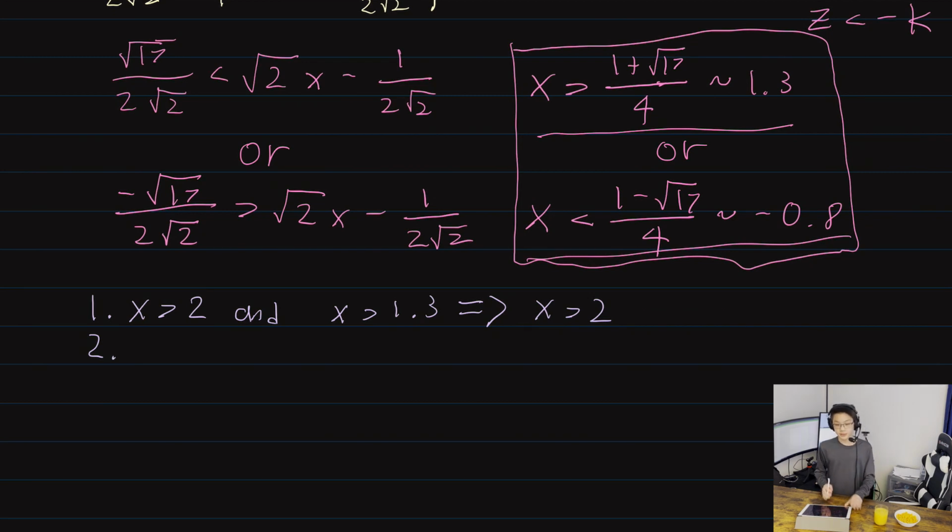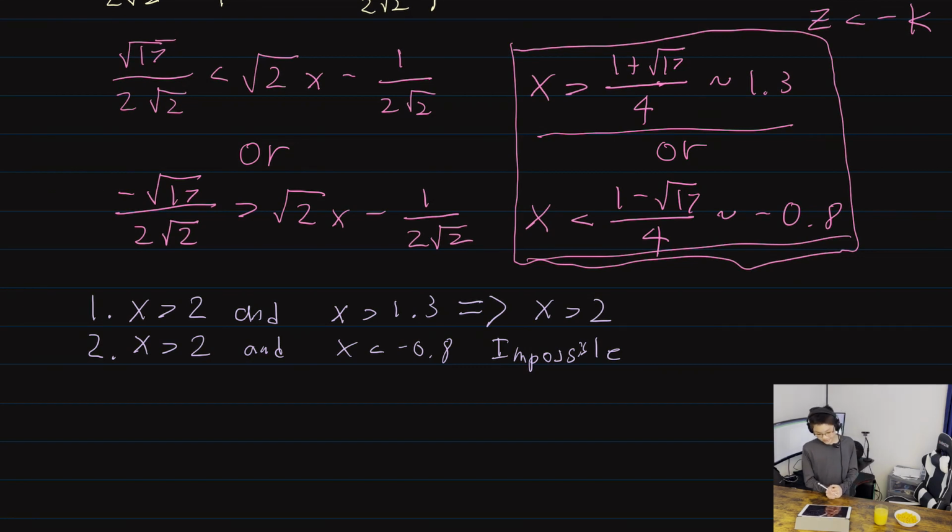Okay, so how about our blue shirt and our red hat? This is going to be our second possibility. Our blue shirt is x must be greater than 2, and our red hat is x must be less than negative 0.8. And this implies... it doesn't imply anything because it is not possible. Impossible, because 2 is already bigger than negative 0.8.